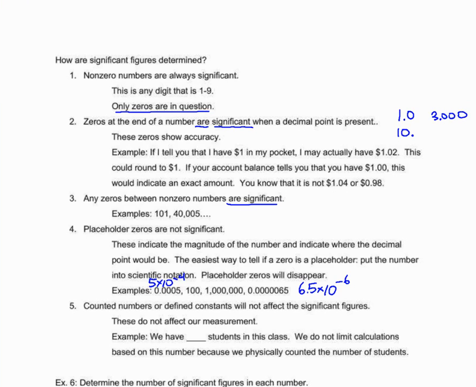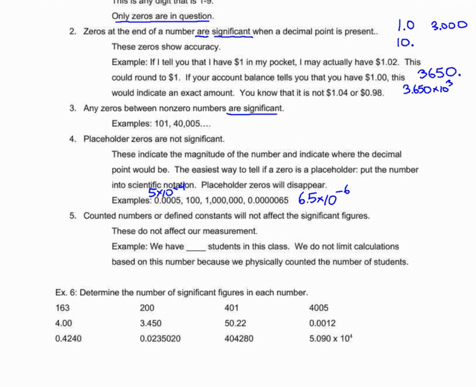A note on scientific notation. If we come back up to rule number 2, and let's say we have the number 3,650 with a decimal. Remember, this zero is significant because it's at the end of a number and the decimal point is present. If you put this one into scientific notation, it would be 3.650 times 10 to the third, because this zero is showing accuracy, so it has to show up here as well.